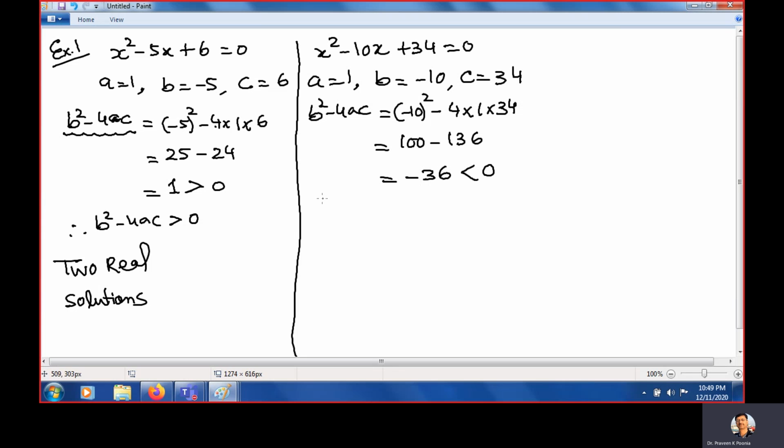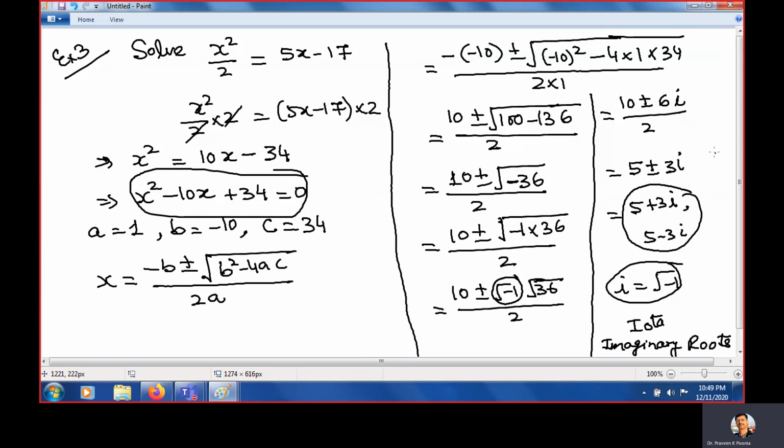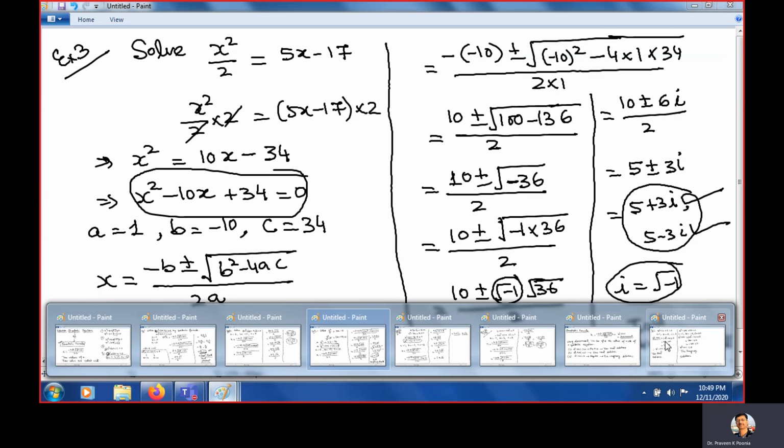Minus 36 means less than 0. So b square minus 4ac is less than 0, which means negative. And negative means what solutions will we get? Two imaginary solutions. And my dear friends, you can see here the two imaginary solutions: one is 5 plus 3i, another is 5 minus 3i. Two imaginary solutions we get.